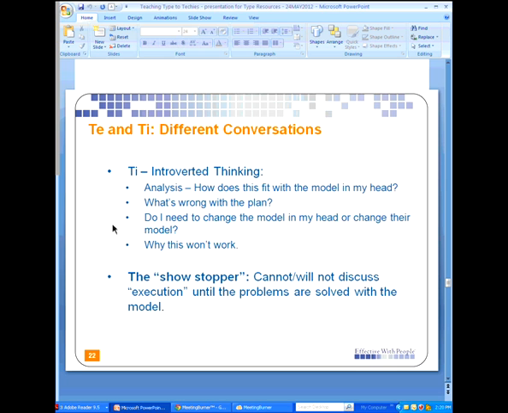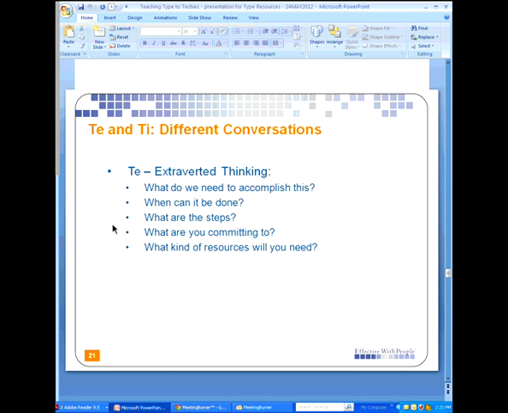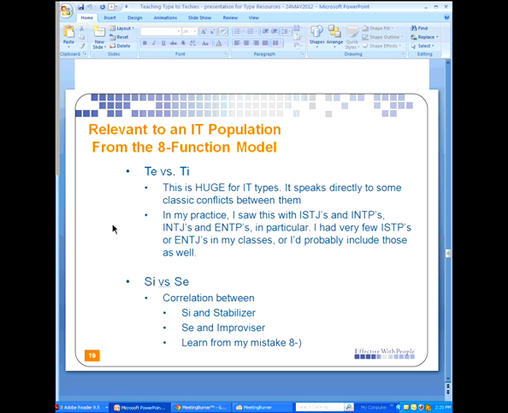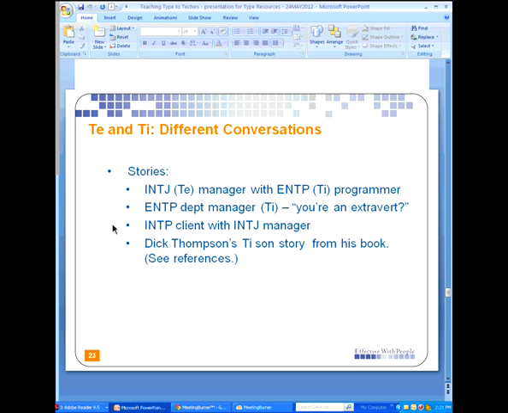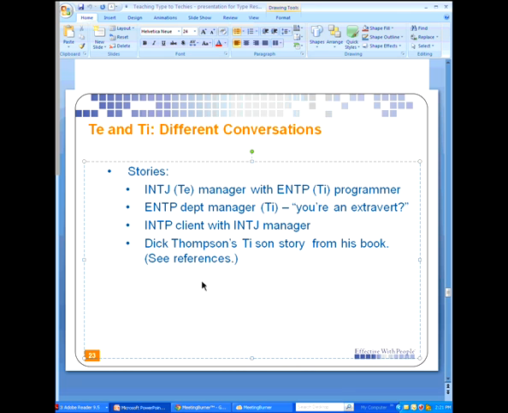And if the extroverted thinker wants to make that person talk about when it can be done, what are the steps you're committing to, they have to help this person get the analysis piece done and talked out and talked through. I explained these two conversations, and here, let me go back to the slide on the stories.